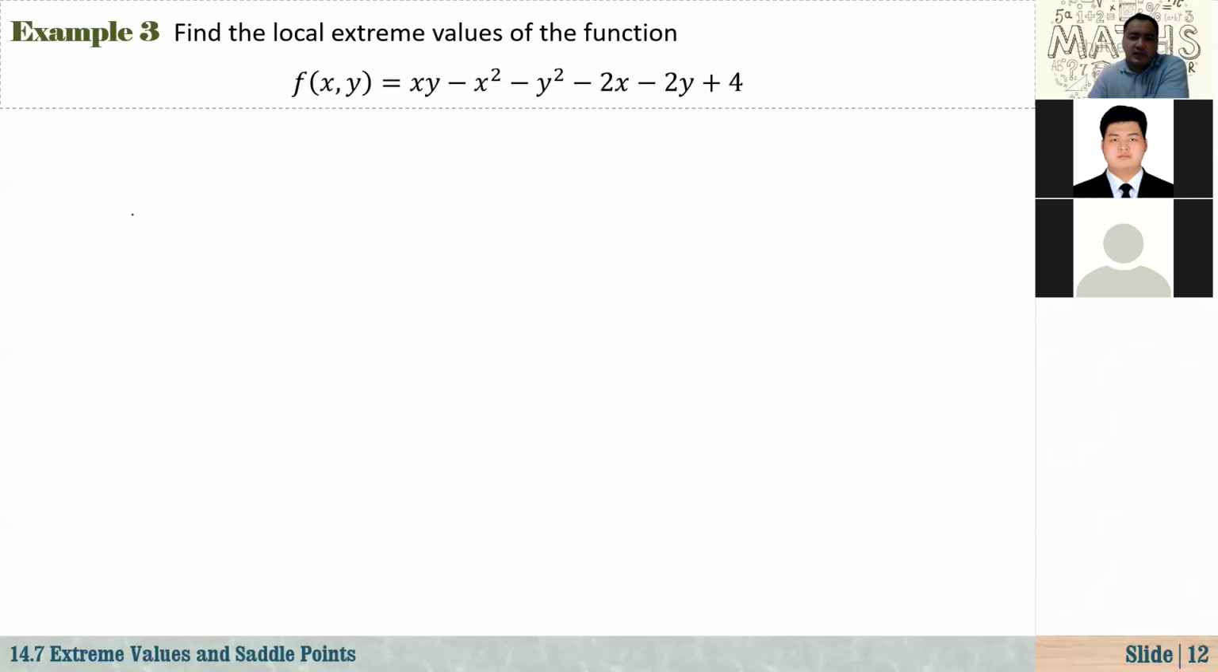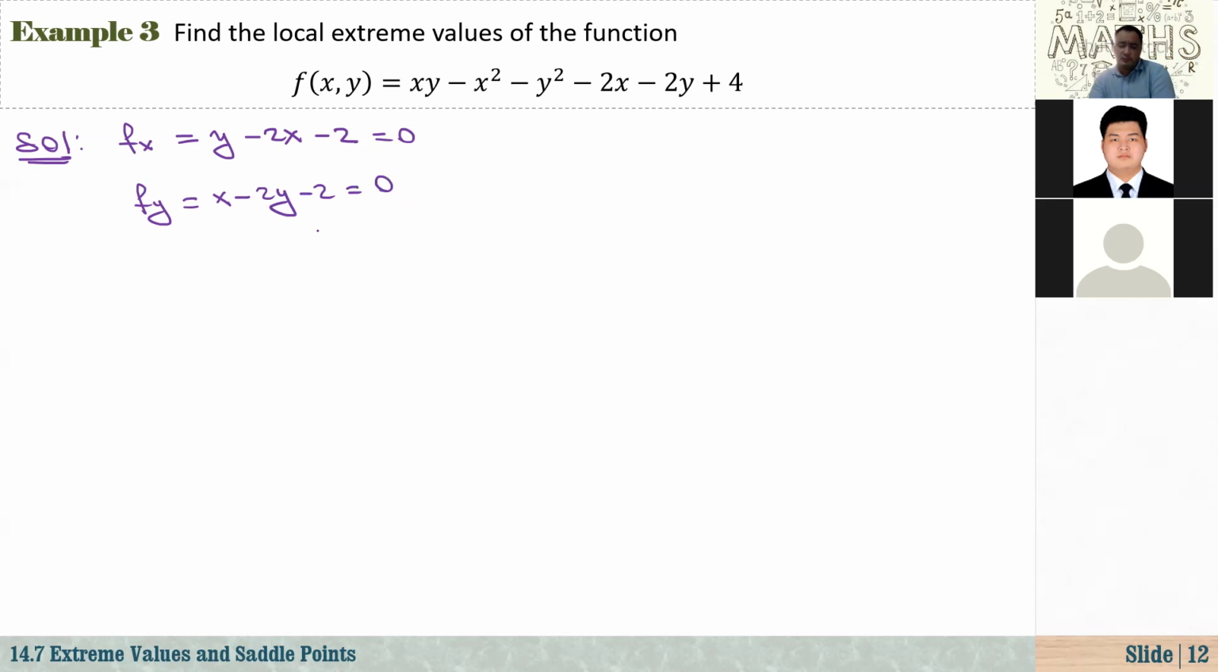So find the local extreme values of the function. First, we have to find its critical points. If you differentiate this with respect to x, here we have y minus 2x minus 2. That should be equal to 0. If you differentiate with respect to y, it is x minus 2y minus 2. That's equal to 0. Now we have a system of linear equations, right?